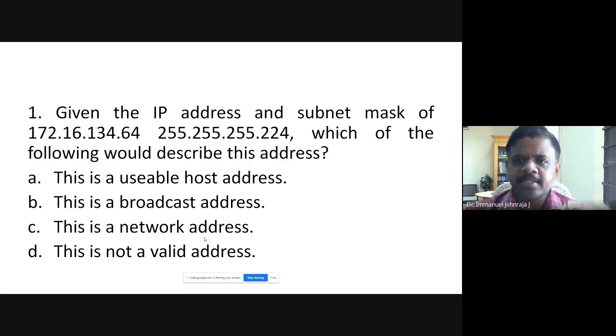Given the IP address and subnet mask of X and Y, okay, IP address is given, subnet mask is given. Which of the following would describe this address? You are given an IP address and a subnet mask, and you are asked to find out the nature of this address. Is it a usable host address, or a broadcast address, or a network address, or do you want to say no sir, this is not at all a valid IP address? In that case, what would be your answer?